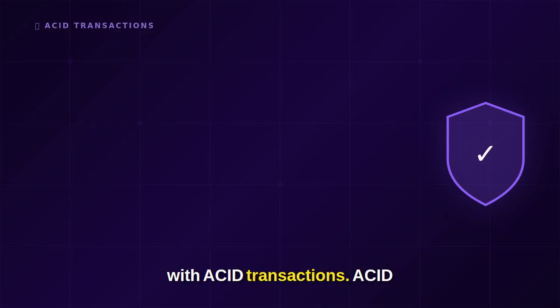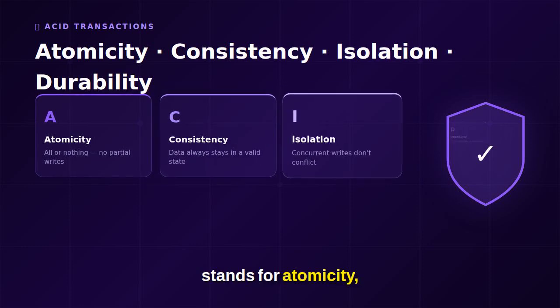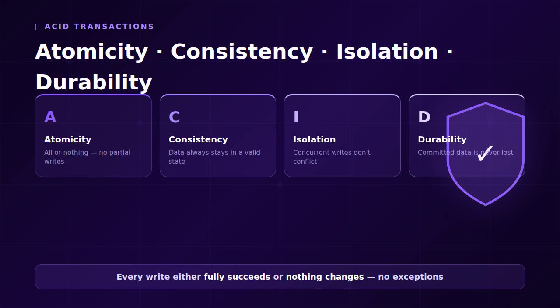Let's start with ACID transactions. ACID stands for Atomicity, Consistency, Isolation, and Durability. With Delta Lake, every write operation is treated like a database transaction. Either the entire write succeeds or nothing changes at all. This means no more partial writes, no more corrupt data, and no more failed pipelines that are impossible to debug.